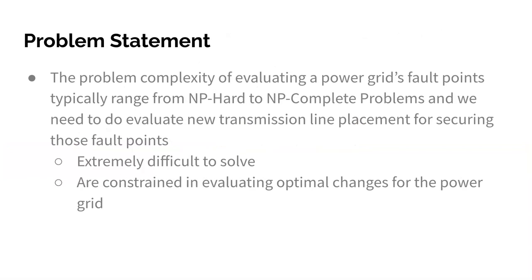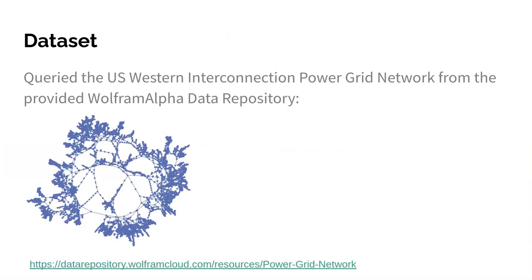The problem statement is that the problem complexity of evaluating power grid fault points typically ranges from NP-hard to NP-complete, and we need to reevaluate new transmission line placement for securing those fault points. So that means it's extremely difficult to solve, and we are constrained in evaluating optimal changes for the power grid.